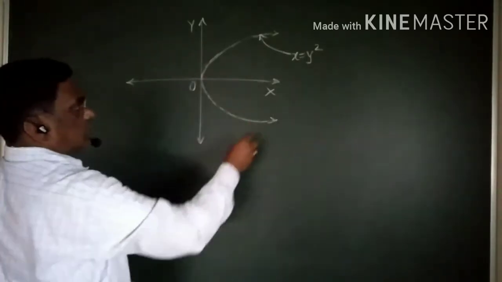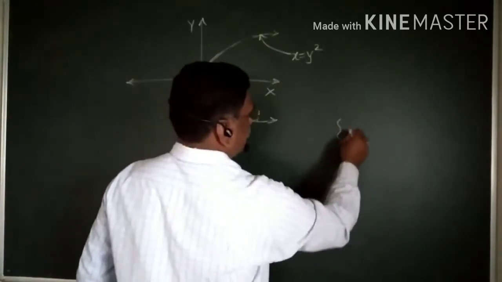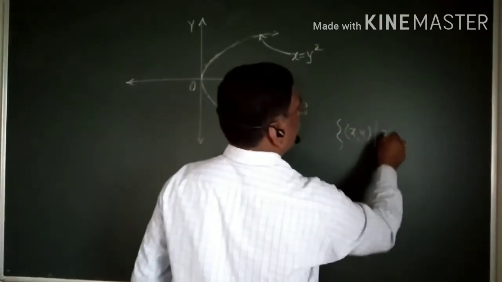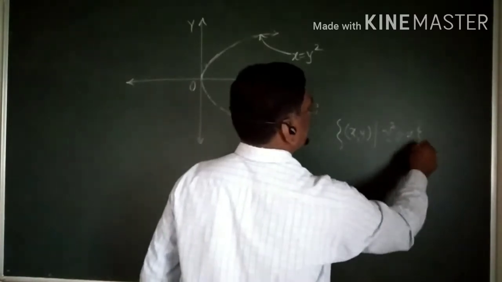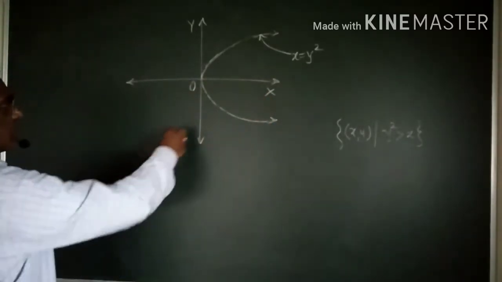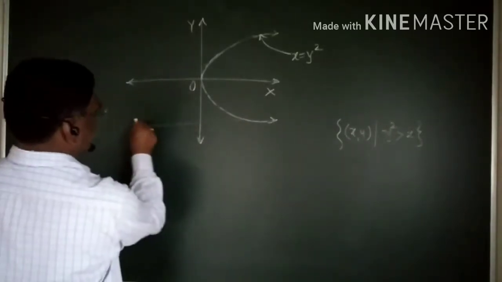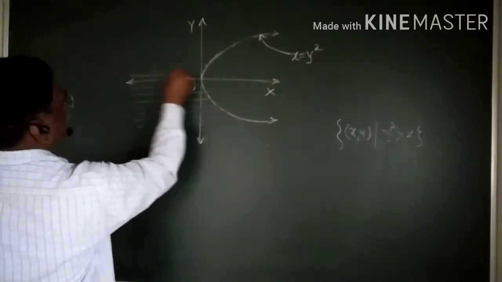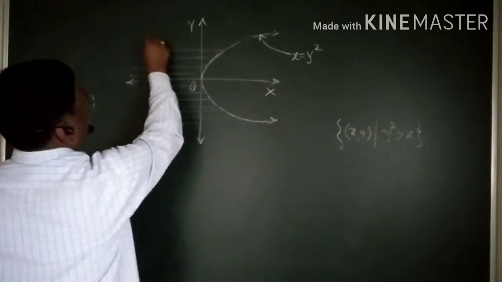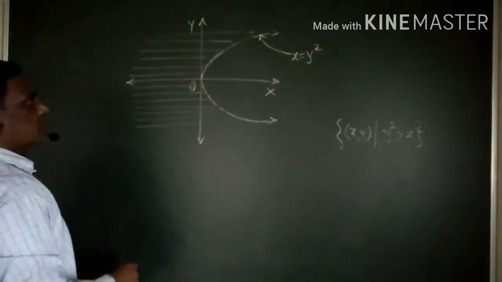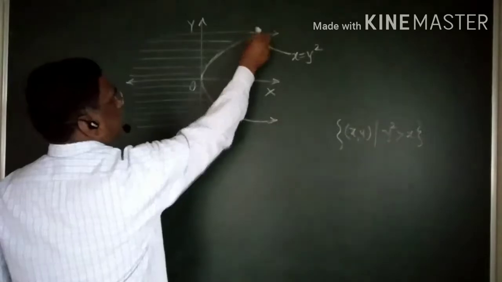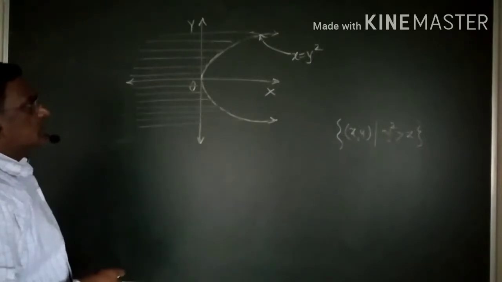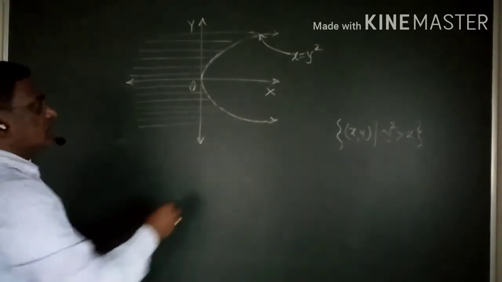Now our domain is nothing but ordered pairs x y such that y square is greater than x. All these points which are here, this is the region where we are getting y square greater than x. This is the sketch of the domain for the given function f of x y.